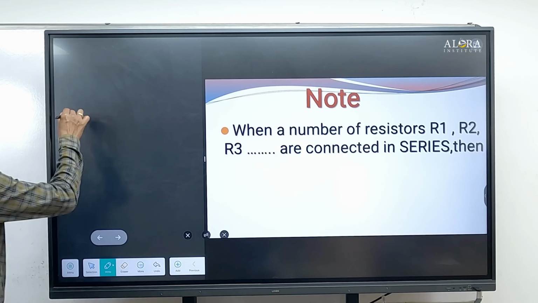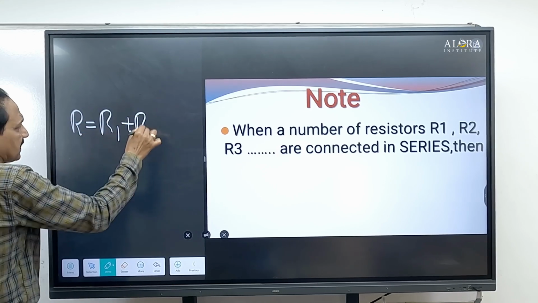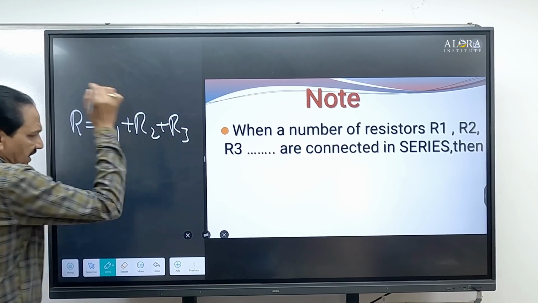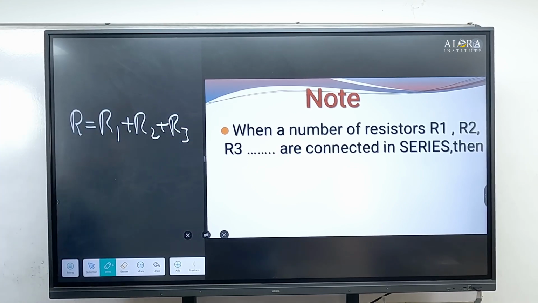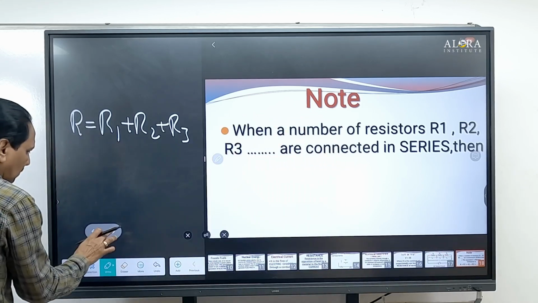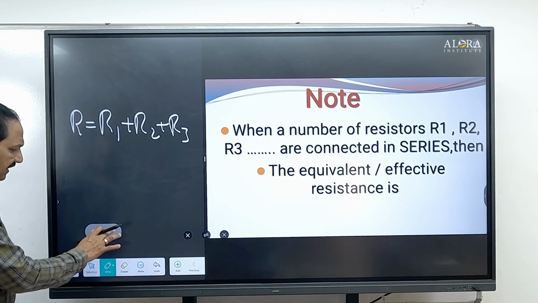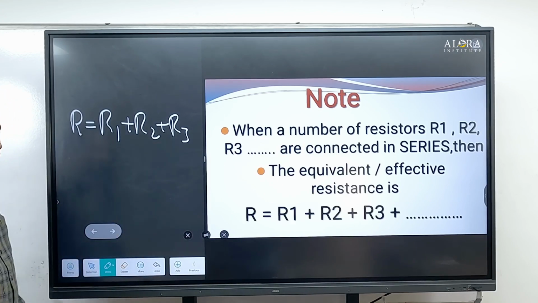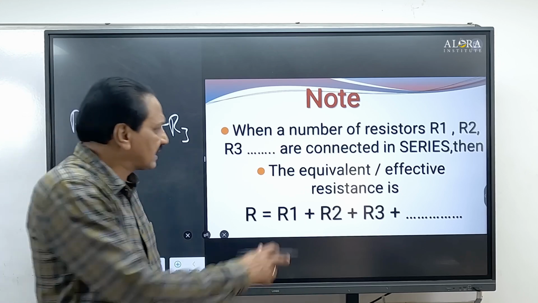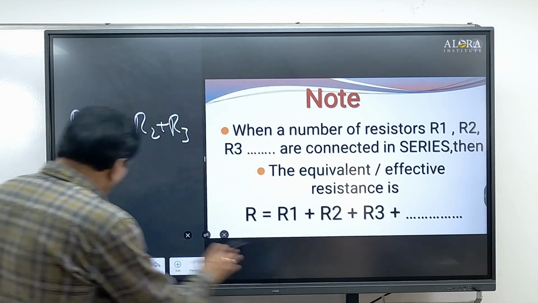Effective resistance, if you write it as capital R, is equal to R1 plus R2 plus R3. This is what is called the effective resistance or total resistance of the circuit. The equivalent or effective resistance is R equal to R1 plus R2 plus R3 plus any number of resistances. Alright? Fine then.